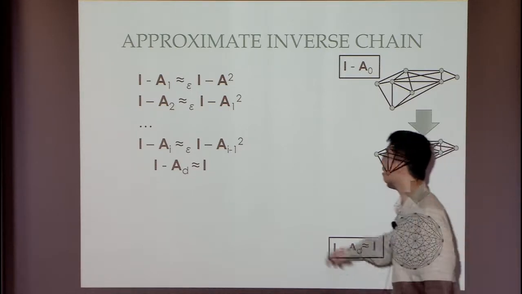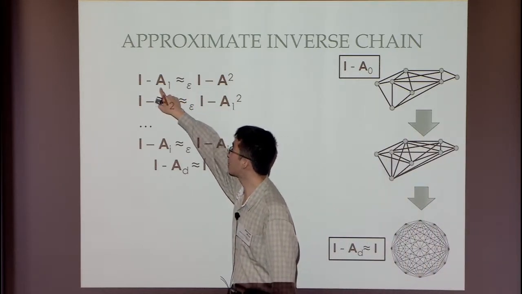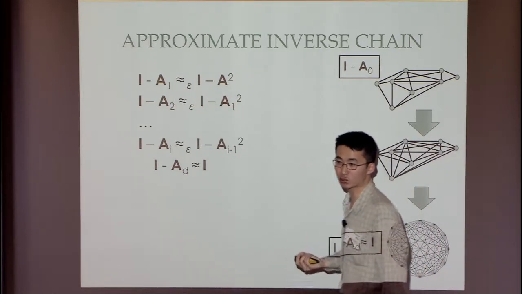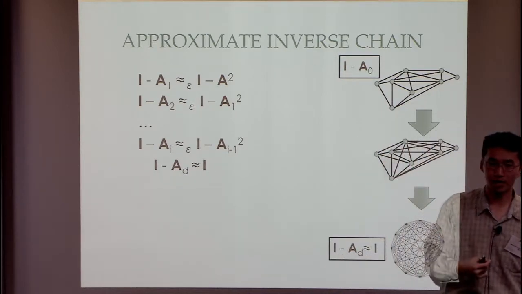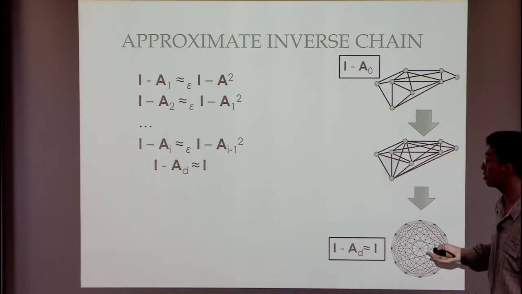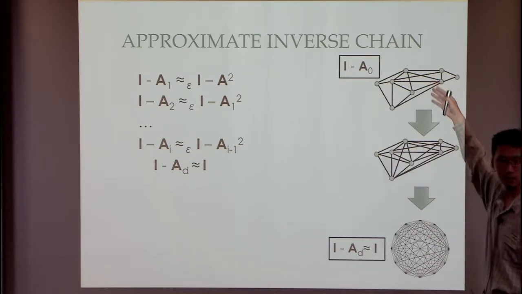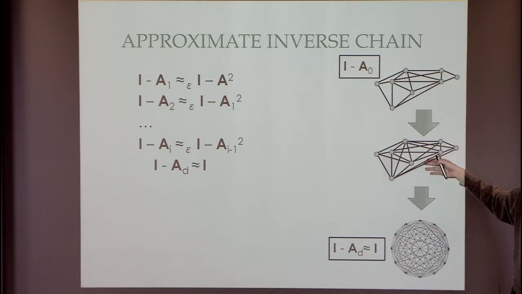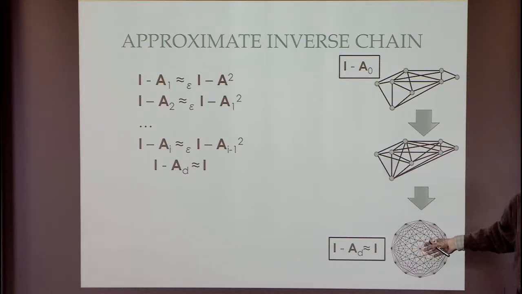So I start with A. I create I minus A1, that's similar to I minus A squared. I create I minus A2, similar to I minus A1 squared, and so on. I just create this chain. This is what I will call the approximate inverse chain. What it does is it takes a graph, puts in more edges, but sparsifies it, so it makes the graph more connected, and then repeats. Eventually you get something that looks more or less like the identity matrix. Eventually you get a graph that is pretty much uniform.